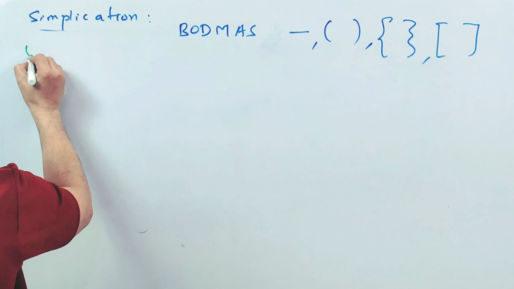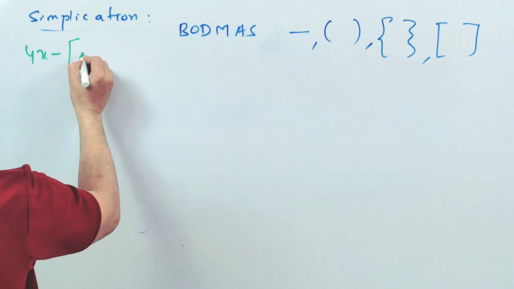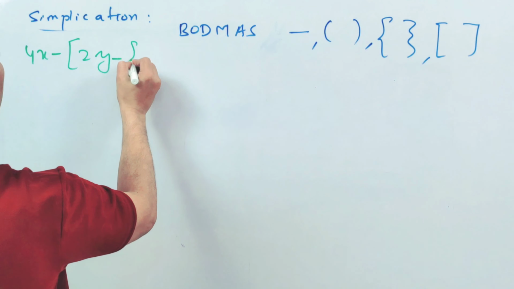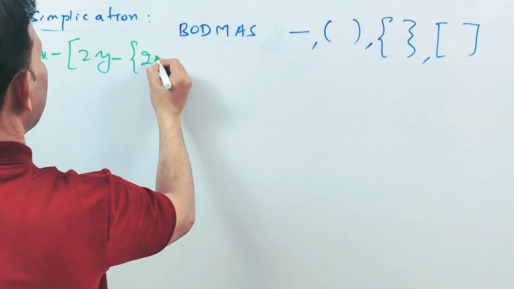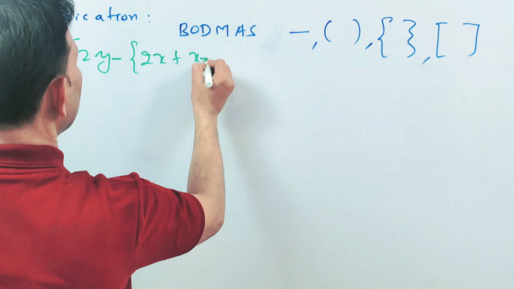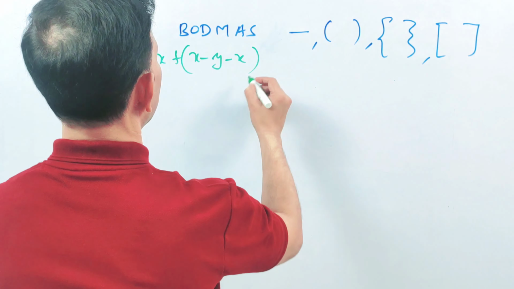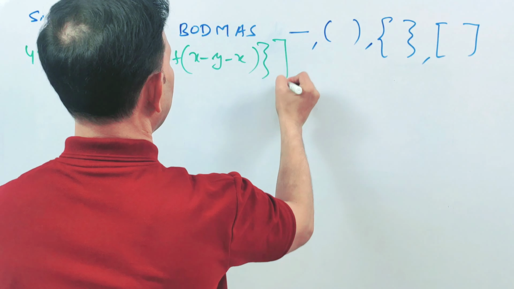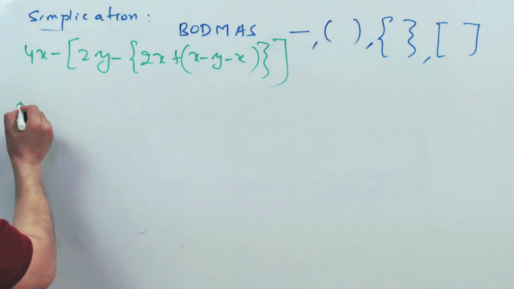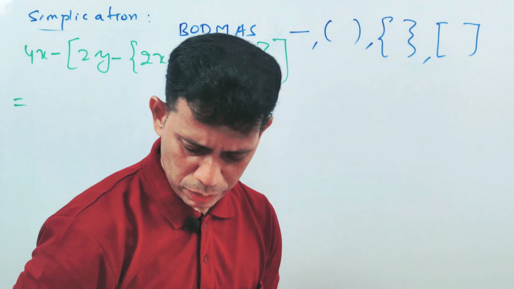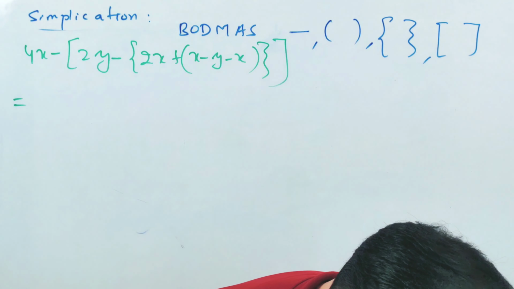So example, the first one is 4x minus 2y minus curly bracket start 2x plus x minus y minus x, then circular bracket, then the bracket has been finished. Now we need to simplify this one. So how will we simplify this one?